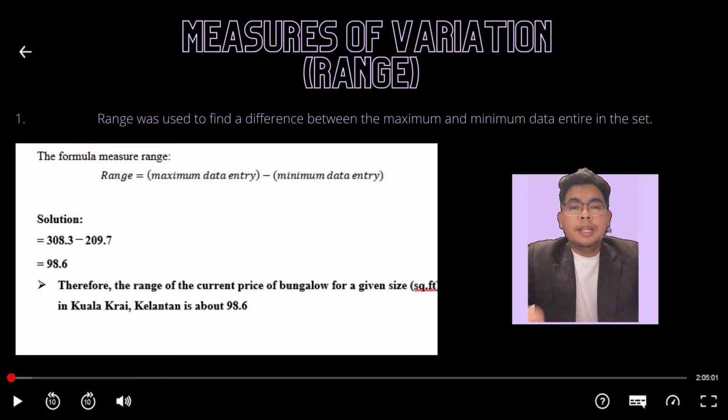Measures of variation in terms of range. Range is used to find the difference between the maximum and minimum data entry in the set. The formula for range is maximum data entry minus minimum data entry. So for this data set, range equals 308.3 minus 209.7 equals 98.6. Therefore, the range of the current price of a bungalow for a given size in square feet in Kuala Krai, Kelantan is about 98.6.